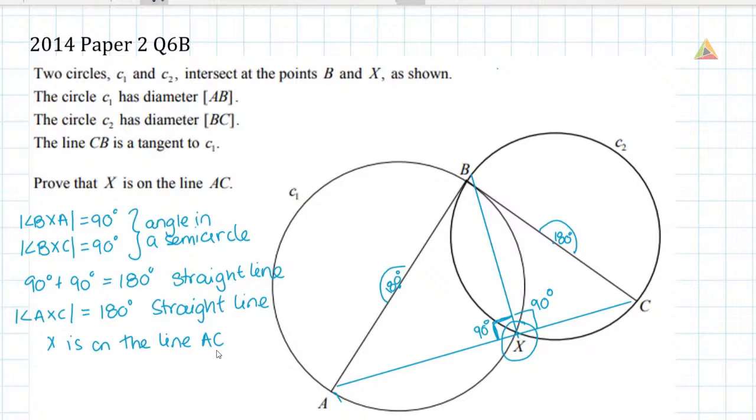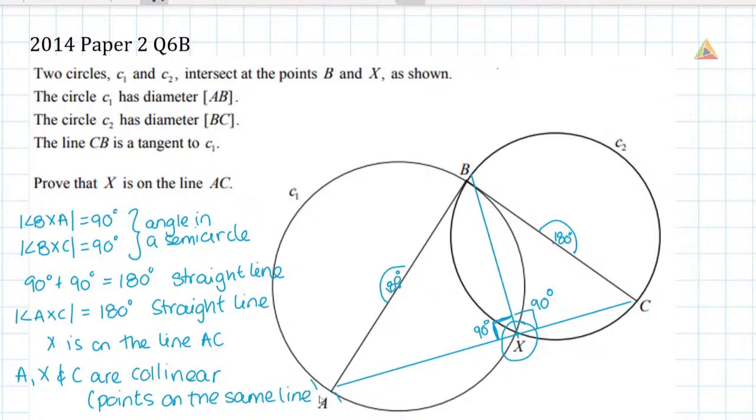Now, another way that we can describe that, and another term that we can use, is the word collinear. So we can say A, X, and C are collinear. And collinear just means points on the same line. So instead of saying show that X is on the line AC or prove that X is on the line AC, it could have asked you to prove that A, X and C are collinear, and we would do exactly the same thing. Okay, so that's using our tangents and using our angles in a semicircle.